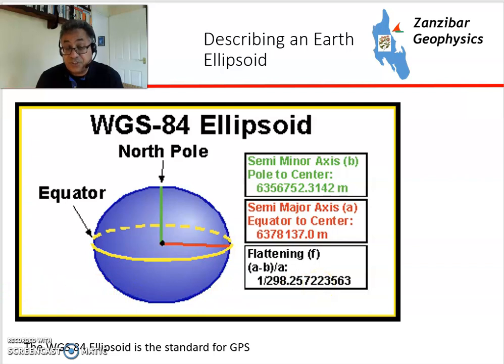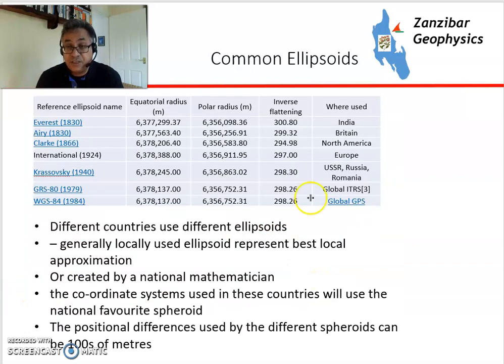And different ellipsoids exist in different countries. So for example, here's a list of very common ellipsoids which are used throughout the world. Everest 1830, which was done by George Everest, the man after whom Mount Everest, or Jomolungma, was named in India. So that's still used very much within India.